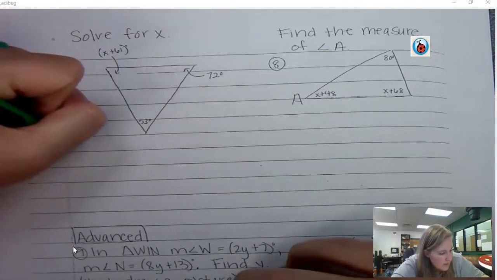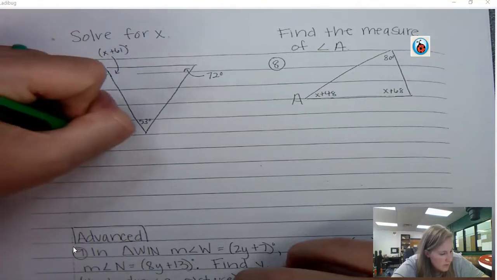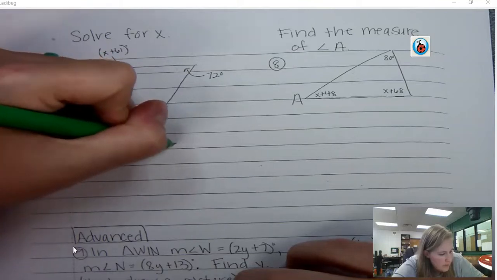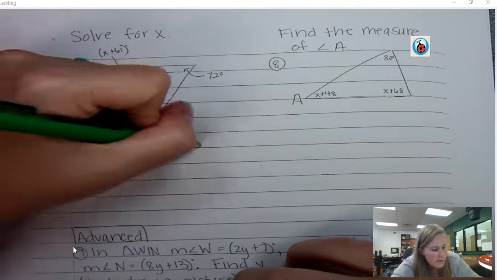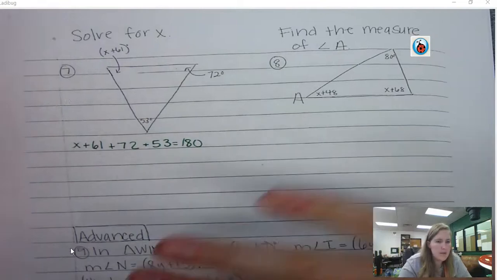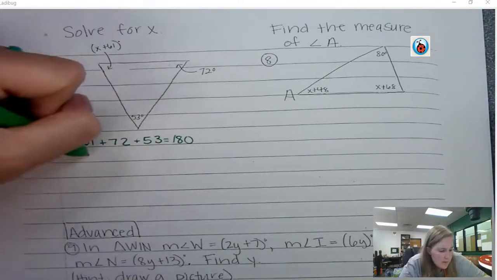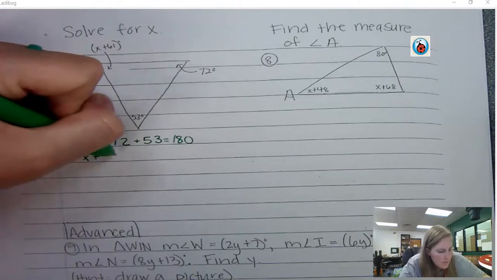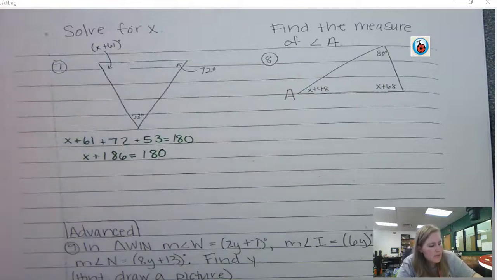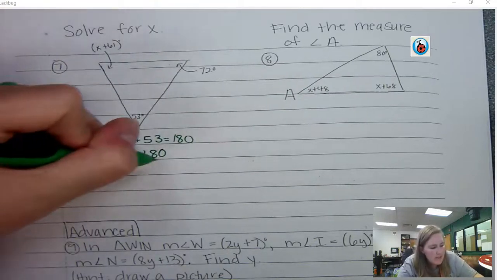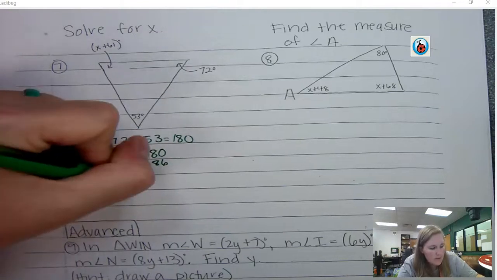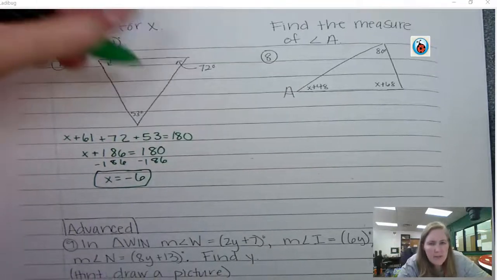Okay. So x plus 61 plus 72 plus 53 equals 180. Then we're going to add all 3 of these together. Okay, I'm guilty. I used a calculator. But you add them all together, you get 186. And then if you subtract 186 on both sides, you get a negative number. And that's okay. Because x can be negative, you just can't have a negative angle.